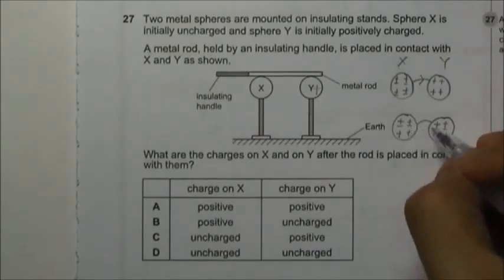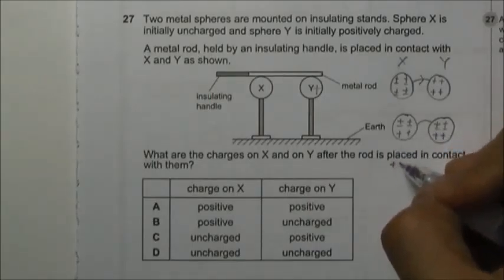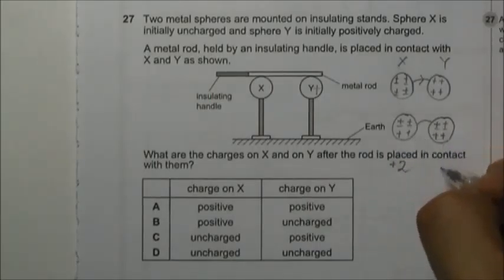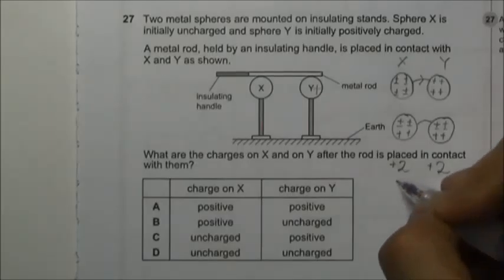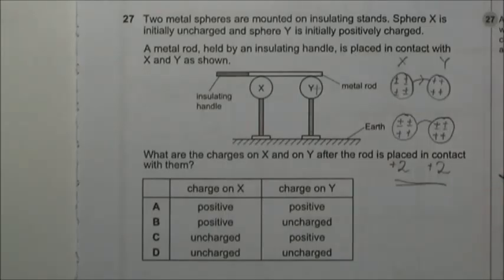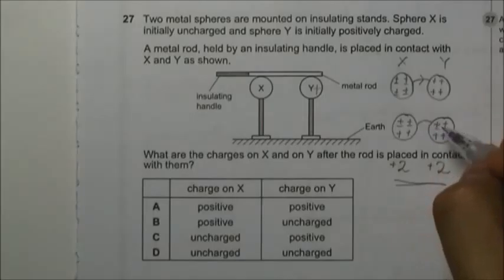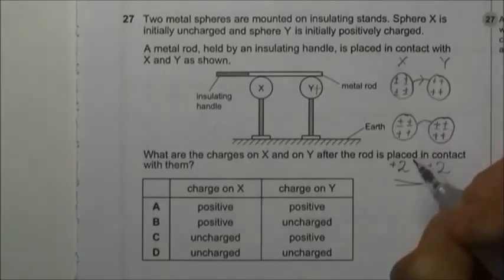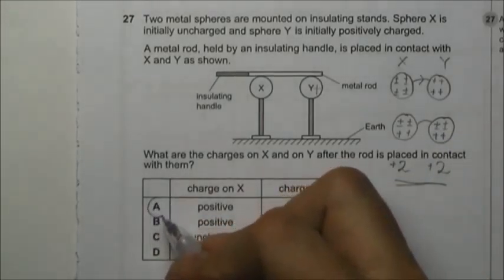and we can see that now they have the same charge, which is +2 positive charge, and on sphere Y is also +2 positive charge, and this is when the flow of electrons will stop. So at the end, the charge on X and Y should be equal and positive, so the answer should be A.